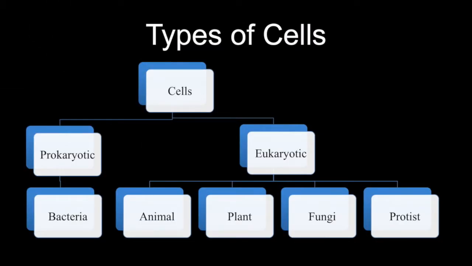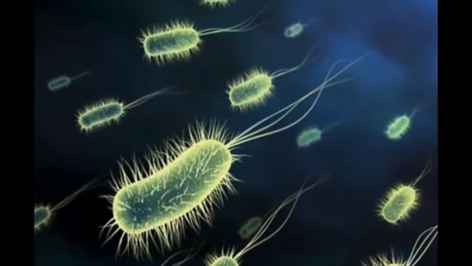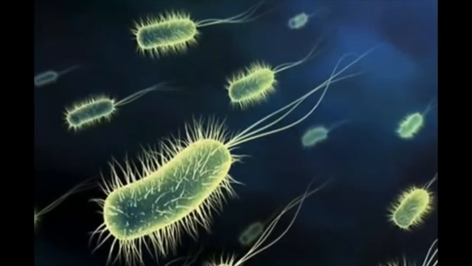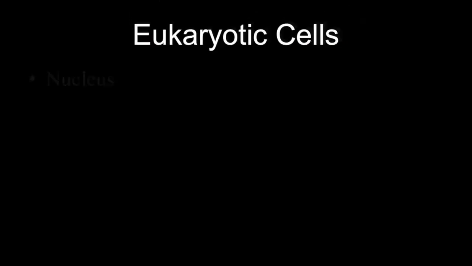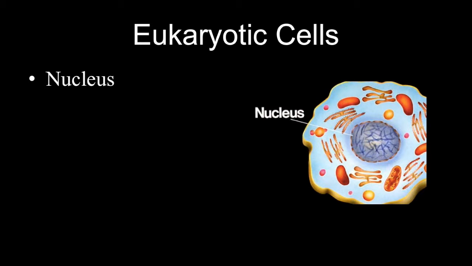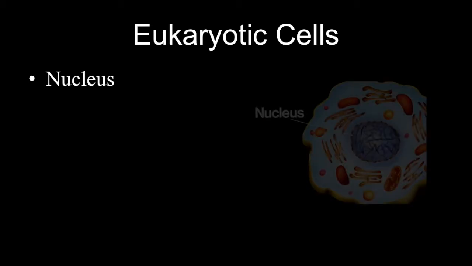Also, in the Characteristics of Life video, we talked about the two types of cells, eukaryotic and prokaryotic. The prokaryotic cells consist of bacteria, while the eukaryotic cells consist of animals, plants, fungi, and protists. Eukaryotic cells derive from the eukarya domain. They have a nucleus, unlike prokaryotic cells.